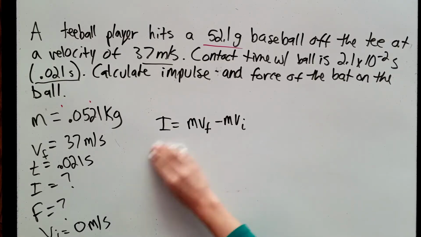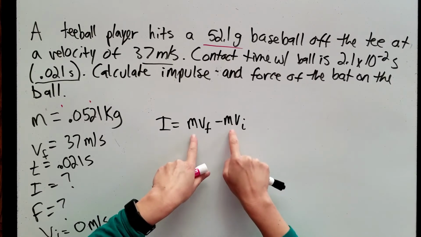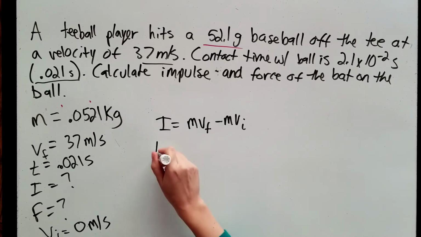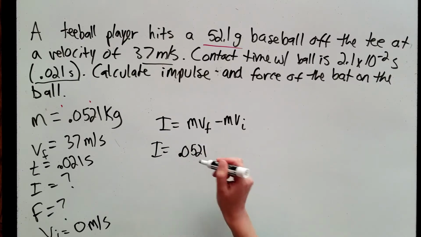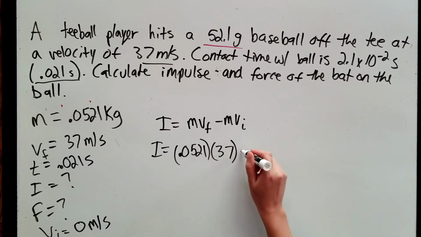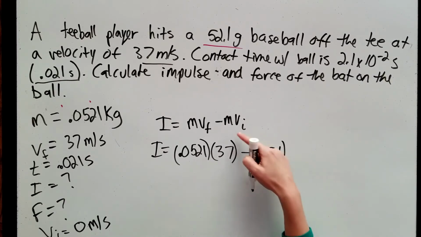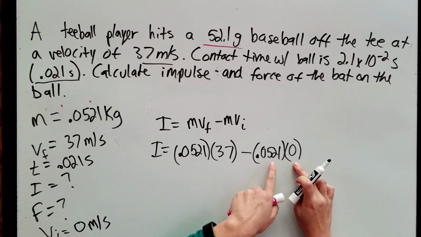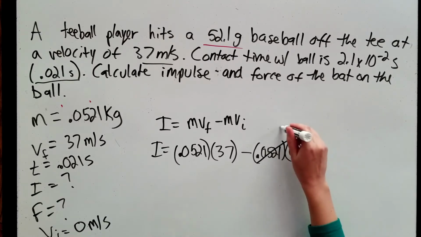Okay, so let's plug in. Now notice the mass is going to be the same in both spots because we're talking about the change in momentum of one object, in this case, the ball. So let's plug in what we have. My mass of the ball is 0.0521 kilograms. My final velocity of the ball is 37. Now I'm going to subtract the mass of the ball, so same mass, multiplied by the initial velocity, which is just 0. Notice I'm multiplying 0.0521 times 0. So what is anything multiplied by 0? It's going to equal 0.